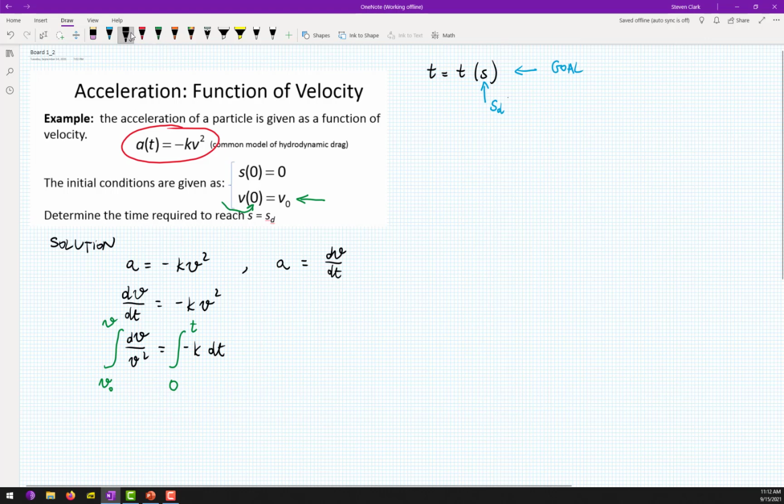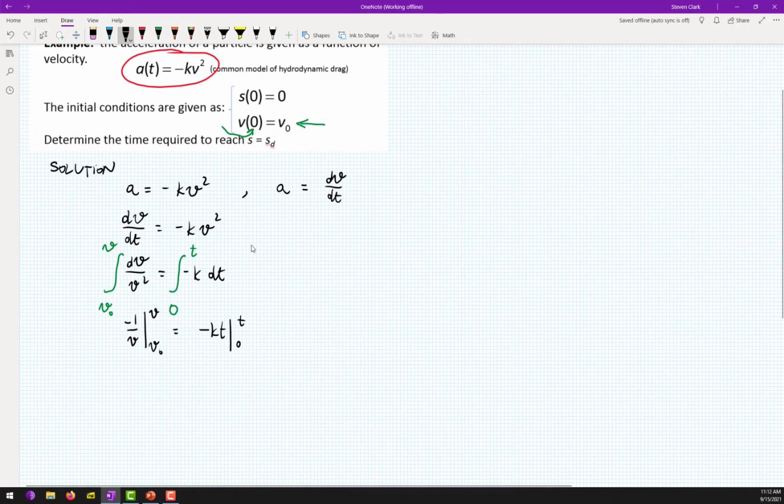If I remember correctly, I think I know how to do this integral. So that would be minus 1 over v, from v0 to v, and this is equal to minus k, from 0 to t. Oh, minus kt, of course. Let's plug in our integration bounds, and we will end up with minus 1 over v plus 1 over v0, equal to minus kt. Let's find v.